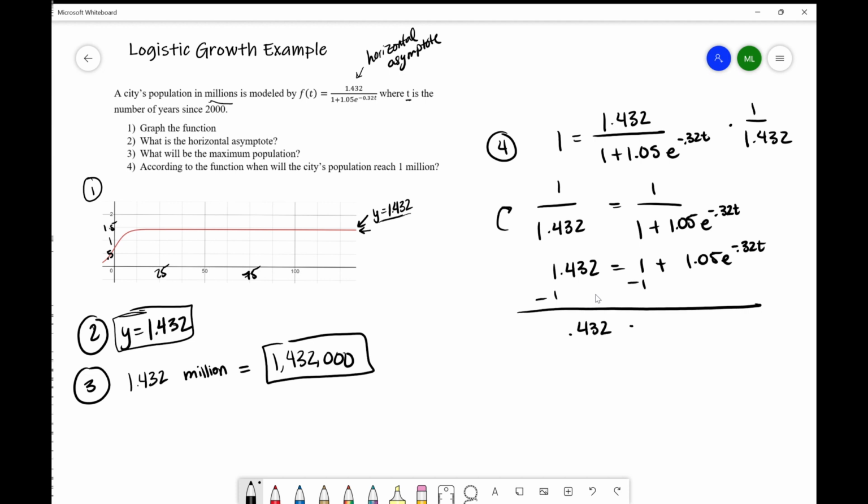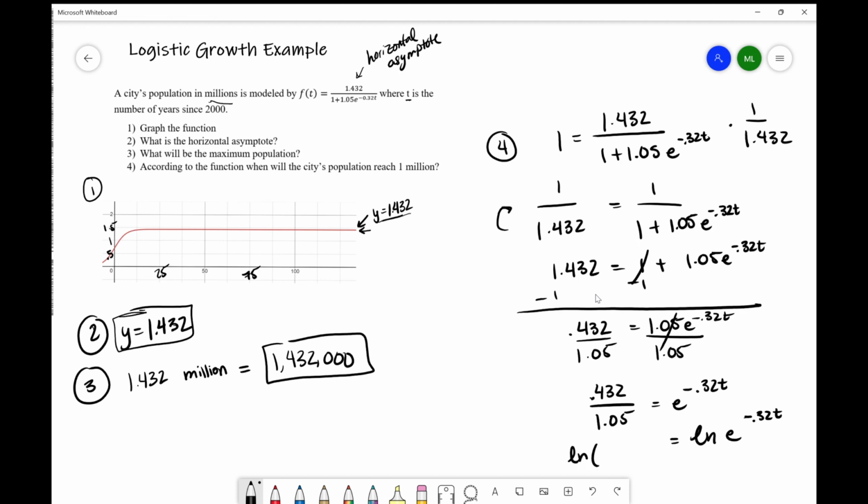Now these are just algebra rules that I'm applying. So I have 0.432 here, and this cancels out, and I have 1.05 e to the power of negative 0.32t. Divide by 1.05 on both sides. I'll keep mine like this on the left-hand side: 0.432 over 1.05 equal to e to the negative 0.32t. Now we have e, so I have to take the natural log of both sides. The natural log of e to the negative 0.32t is equal to the natural log of 0.432 over 1.05.